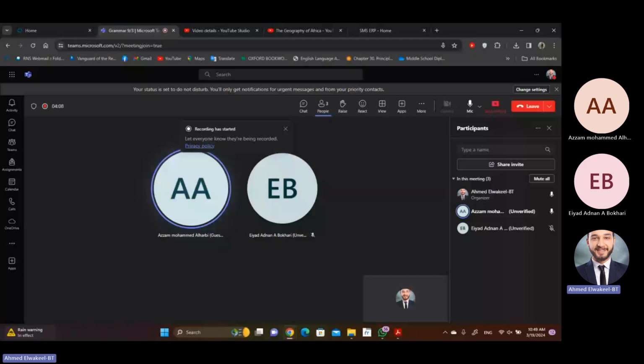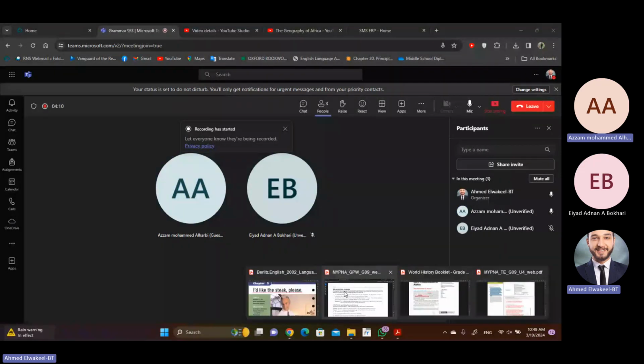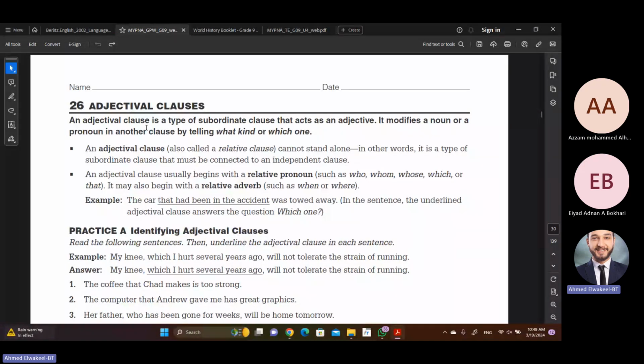And let's begin. Alright, grade 9, I hope that you're doing well. In today's session, we're dealing with page 26, adjectival clauses.